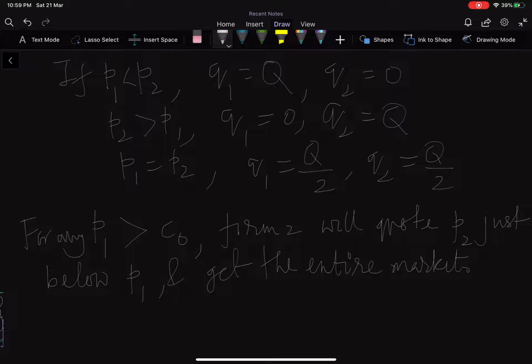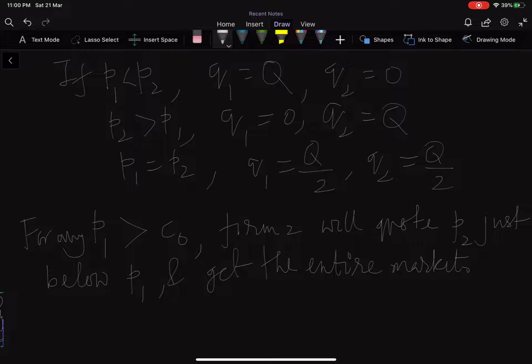So if P2 is above C naught, firm 1 will undercut and just charge something below, because at any price above P2, firm 1 gets 0, and at any P2 above P1, firm 2 gets 0. So everybody wants to undercut the other firm and charge a little bit lower. This will continue as long as the prices are above C naught. That can't be sustained. I'm describing the thought process of the firms. The point being that in equilibrium, prices quoted by the firms cannot be above C naught, right?